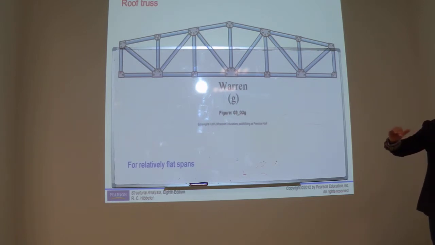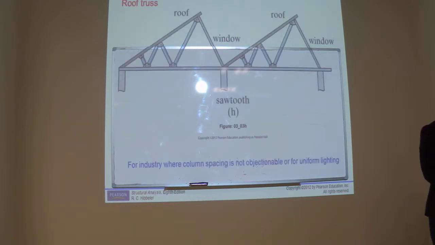If the span is a little bit flat or comparatively flat, we provide Warren truss. Sawtooth. If you see the shape of this truss is sawtooth. Okay? Why we provide this type of truss? Where we need natural light inside the building. If we need more natural light, then we provide this type of trusses. If you see, we are giving a full shade, the glass window here, so the sunlight can go inside the building.